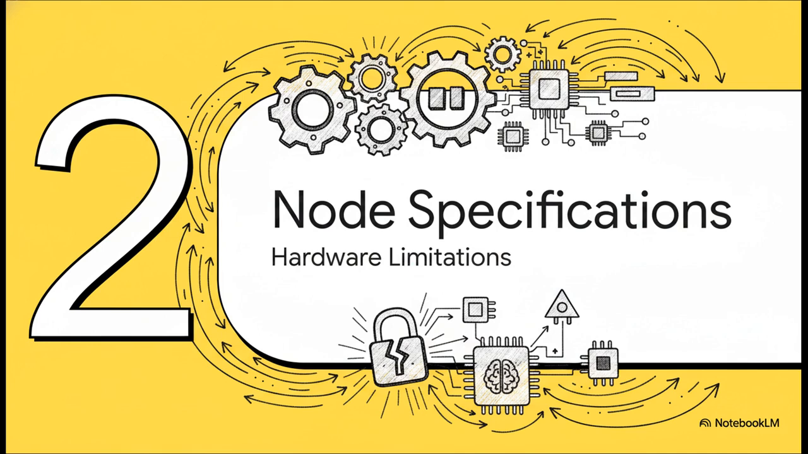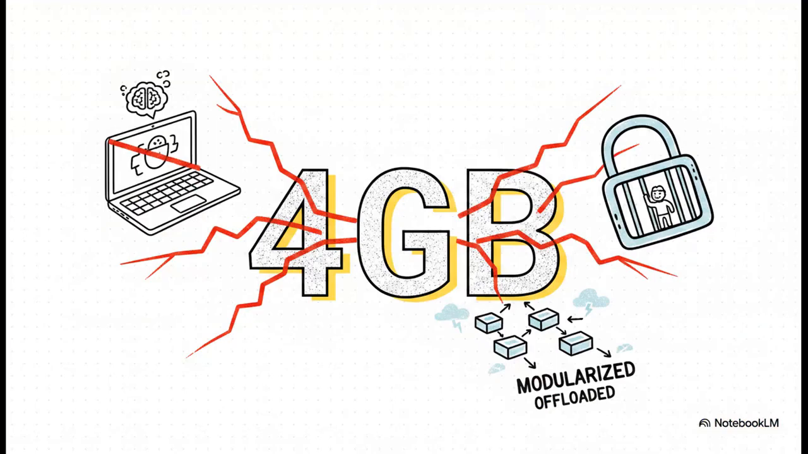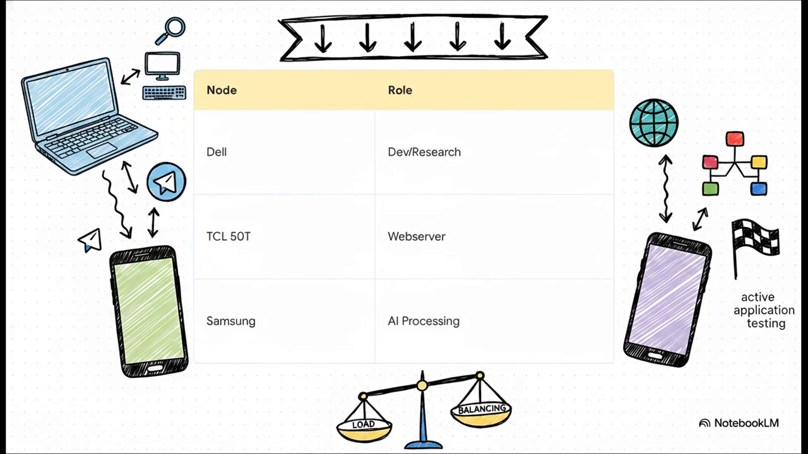Section 2. Hardware Node Specifications. Now, hardware limitations usually stop a project in its tracks, right? Not here. Here, they are a forcing function for incredibly efficient system design. 4. That's it. Just 4 gigabytes of RAM on the primary development node, which is a Dell Inspiron 13. For a little context, as a systems engineer today, trying to run local AI models, development environments, and automation scripts on just 4 gigs of memory is insanely restrictive. It's a massive bottleneck. And that severe limitation is exactly why all the heavy processing absolutely has to be modularized and offloaded. So, how do we bypass a 4 gigabyte bottleneck?